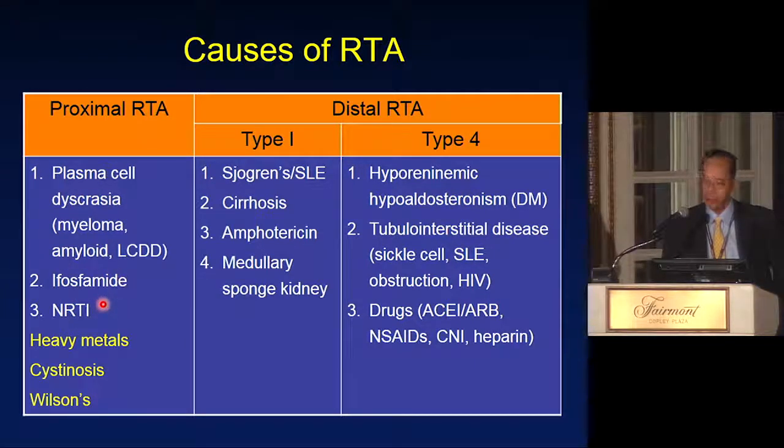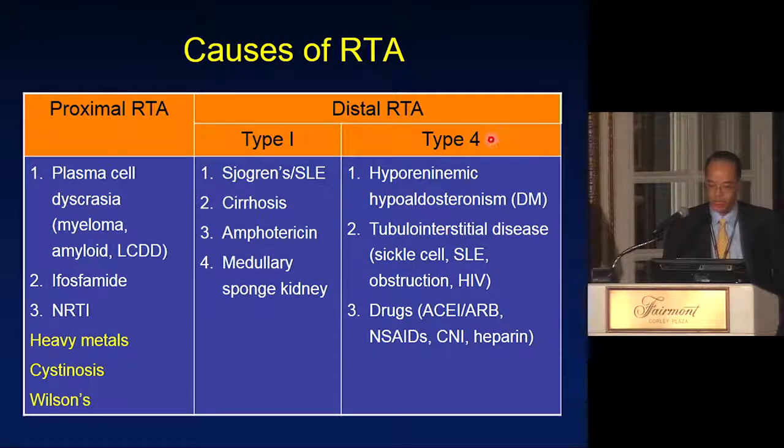of the antiretroviral drugs. Type 1 RTA is usually either due to an autoimmune disorder like Sjogren's or lupus, or occurs in patients with chronic liver disease, but it can be mimicked by amphotericin treatment, and occasionally you'll see patients with medullary sponge kidney, which is a congenital but not an inherited disorder.